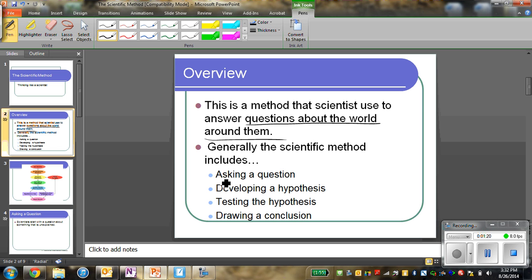So in general, we're going to ask a question first, then develop a hypothesis, which is an educated guess. Then we're going to test our hypothesis through experimentation. And then we're going to draw some conclusions. Most often, scientists will draw a conclusion that is, we have to design another experiment so we can answer another question that our experiment gave us. Okay? So that's a quick overview.